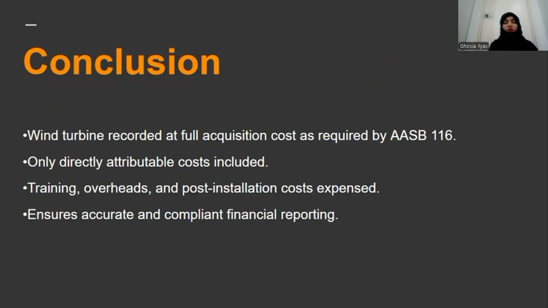To conclude, Green Energy Limited should record the wind turbine at its full acquisition cost, including all the necessary and directly related expenses in accordance with AASB 116. This ensures the financial statements are accurate, consistent, and fully compliant with the accounting standards.